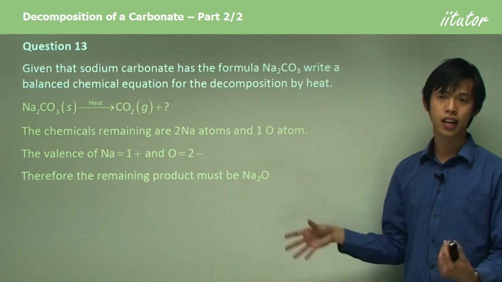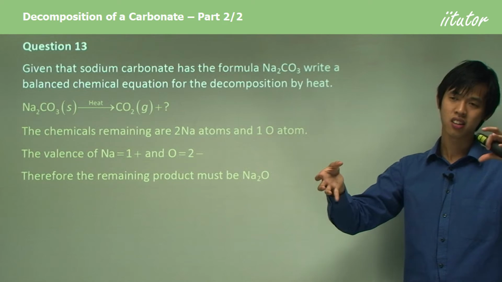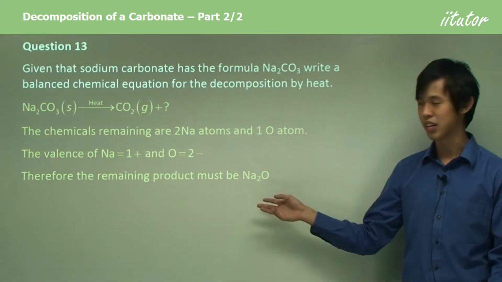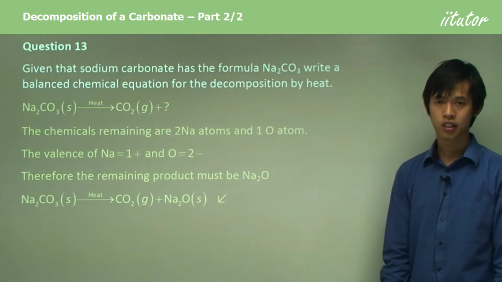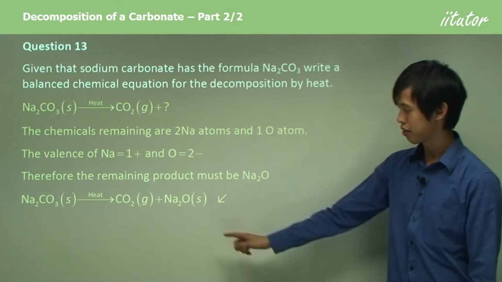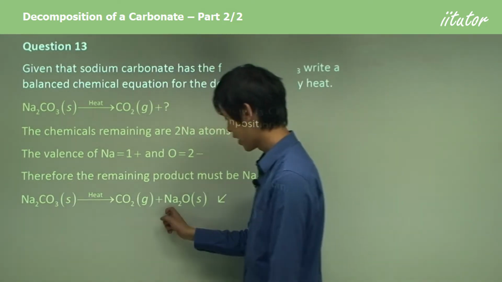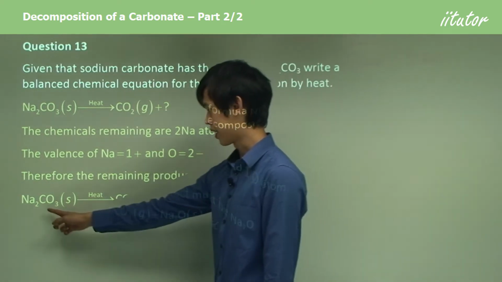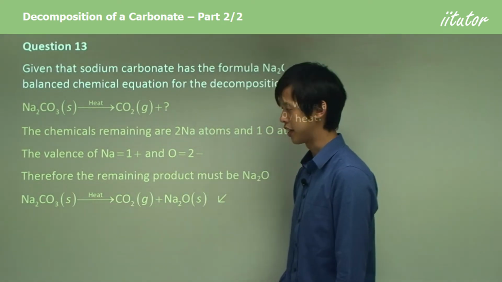Now that makes sense again because if it's already bonded together, it's likely to stay that way if just 1 carbon dioxide has been removed. That's probably a good place. You just write it out. Now if you look through the balancing, you've got 2 Na here, 2 Na here, so that's good. 1 carbon here, 1 carbon here, that's again good.